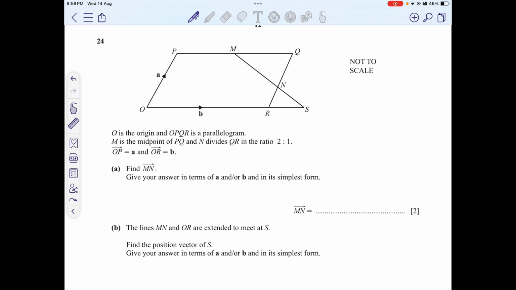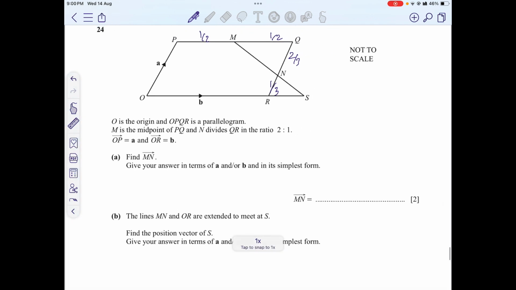M is a midpoint, so we can say this is half and this is half. And N divides QR in the ratio 2:1. That means this would be 2 and this would be 1, so 2 over 3, 1 over 3. OP is A and OR is B. Okay, find MN, the vector of M and N.